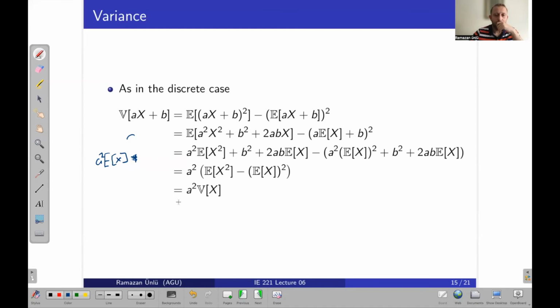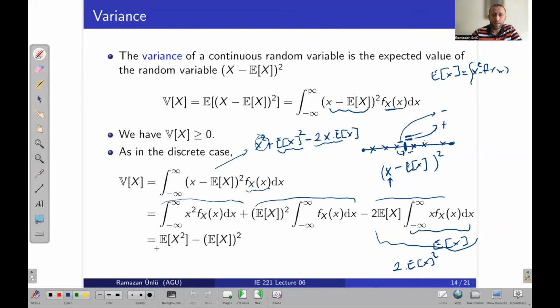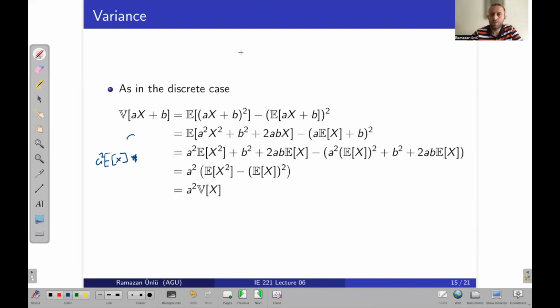Okay, so let's do that for the continuous case. We have just calculated the variance of x for the continuous random variable, which was the same as the discrete case. So what was the formulation of the variance of x? That was the expected value of x squared minus the expected value of x, squared. So what is x here? Let's say it is a times x plus b. So I can just replace x with a times x plus b, and it will be the expected value of (a times x plus b) squared minus the expected value of a times x plus b, squared.